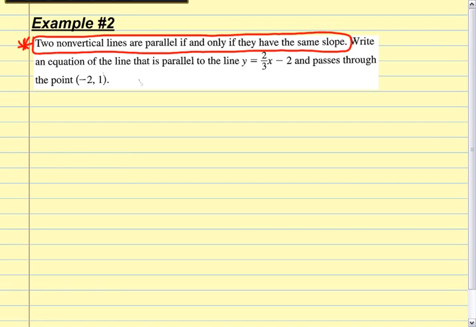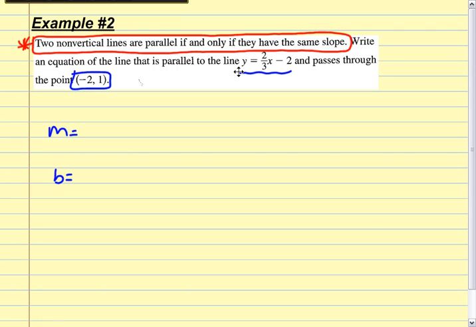Now, it says write an equation of the line that is parallel to this one. So this isn't the equation that I'm looking for, but I'm looking for a different equation that's parallel to this one and passes through this point. Now, Bella, it says write an equation, so I know I've got to have the slope, I've got to have the y-intercept. Am I right?